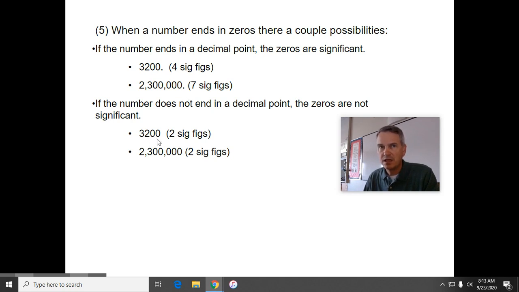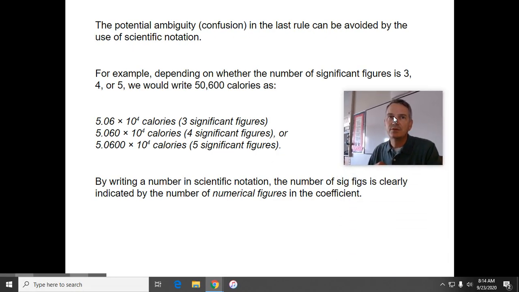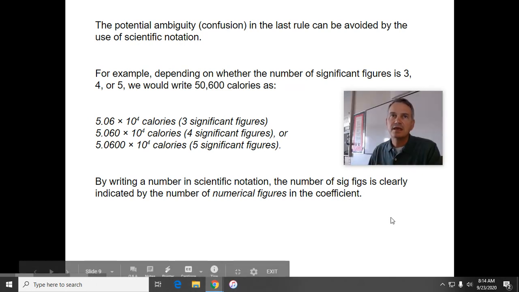So this one, there's no decimal point here. So there's 2 sig figs, and then this one, again, no decimal point, 2 significant figures. So we may have a pretty large number, but the fact is there's only 2 significant figures there. Now, one way we can avoid this ambiguity or confusion is we can use scientific notation.